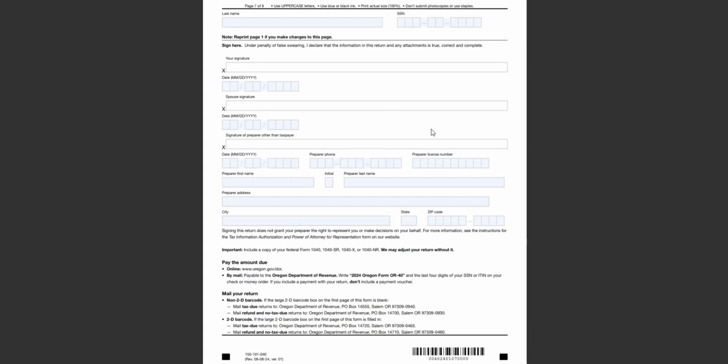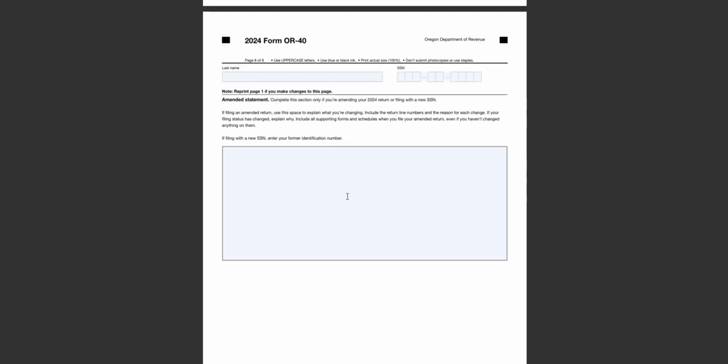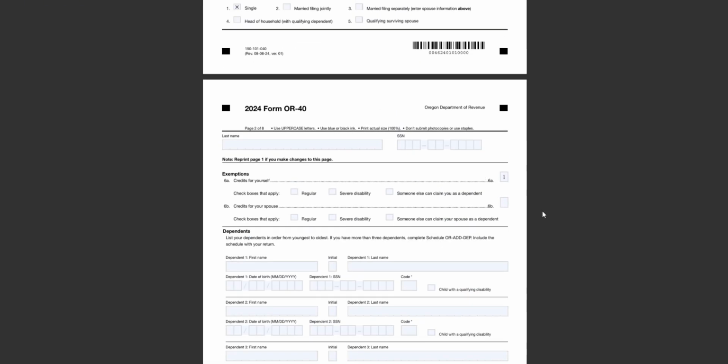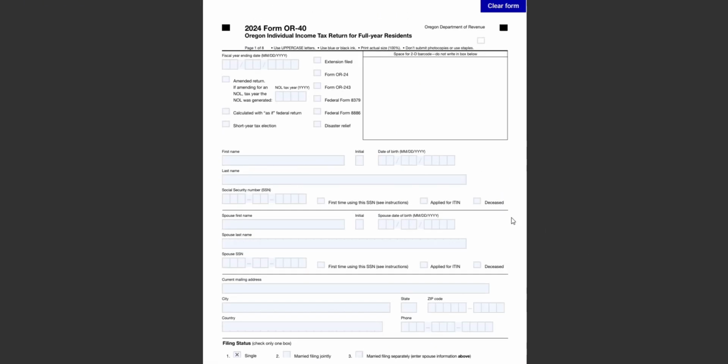All right, and then this is it. My signature goes right here on the last page, today's date. And then if someone else prepared this tax form for me, I'd put their information here so they can be contacted in case there's an issue. But that's not for me, so I'm just going to leave that information blank. And last page, it looks like if you're doing an amended tax return, an amendment to your taxes, you'd want to complete this, but that's not me either. So I'm done with the Oregon OR40 taxes.